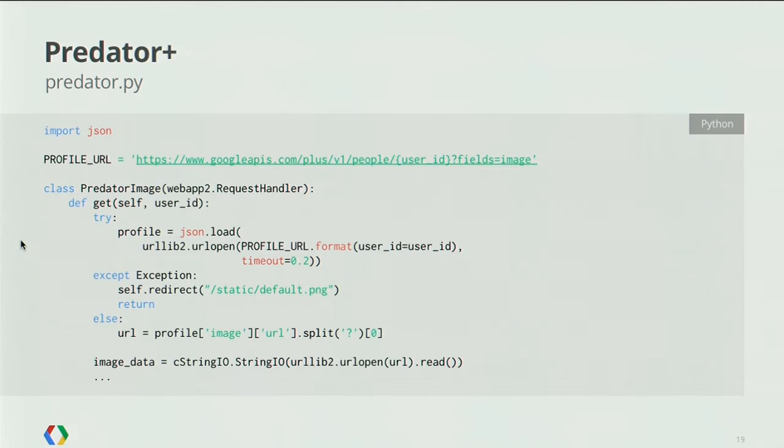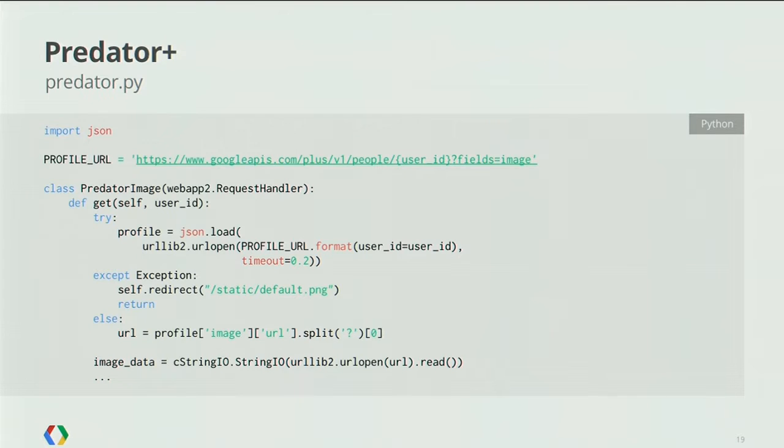So in my GET request, instead of taking a URL, I'm now interpreting it as a user ID. If we read this code from the inside out, I'm taking the profile URL and formatting it using the passed-in user ID. Format is a feature that wasn't available in Python 2.5. The next thing I'm doing is using URL open to load the Google Plus profile. The timeout argument is now available in Python 2.7 for URL open.